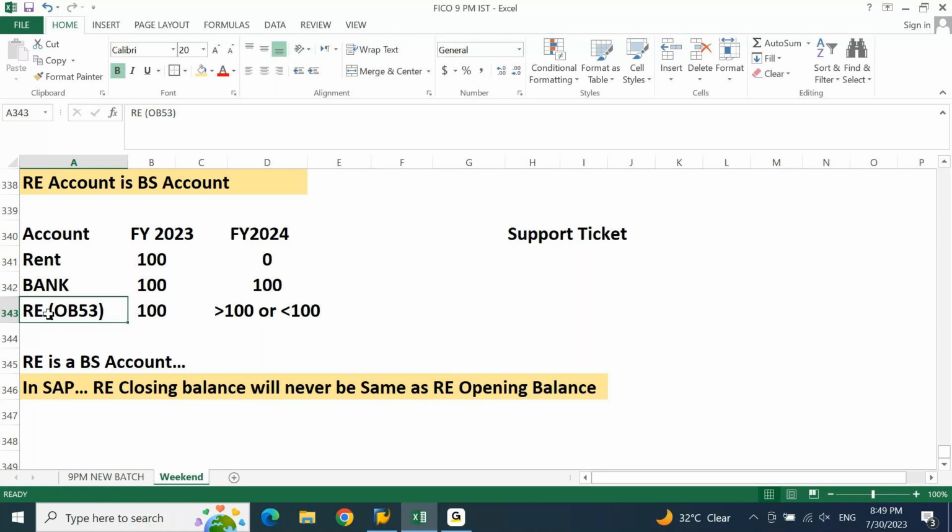So Ajay, can you give the practical justification why the closing balance of 23 will not be the opening balance for FY 24?